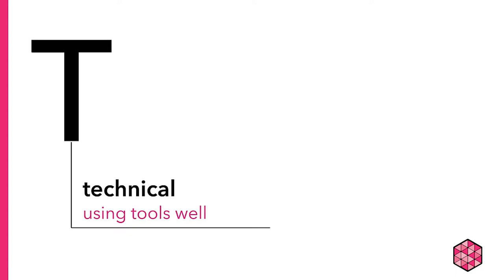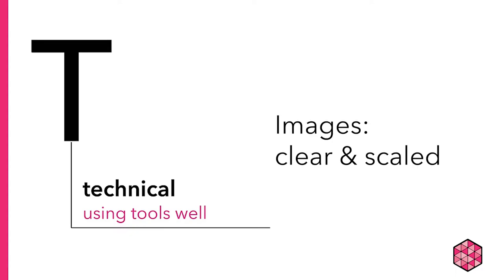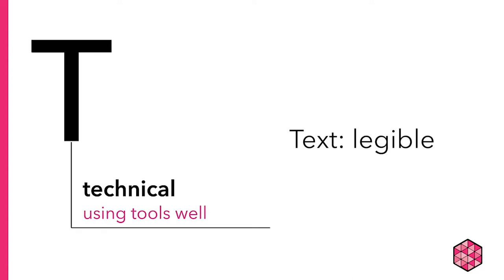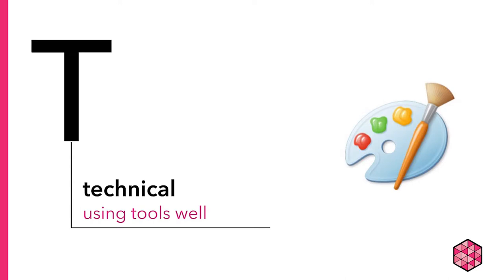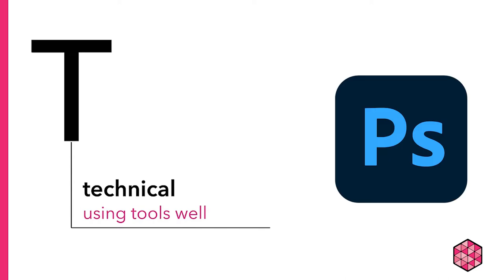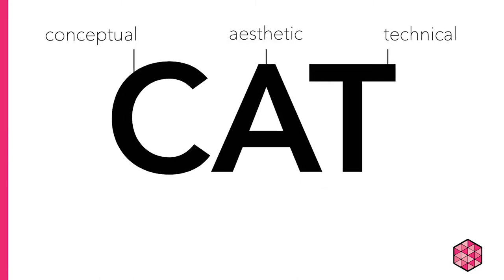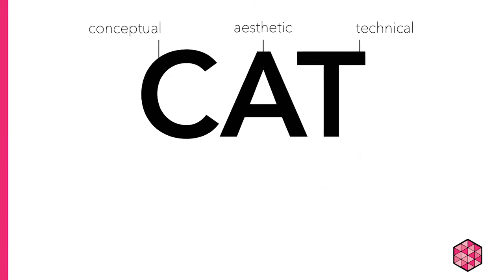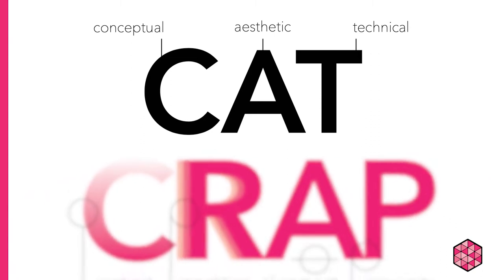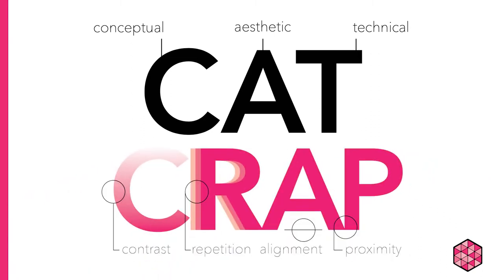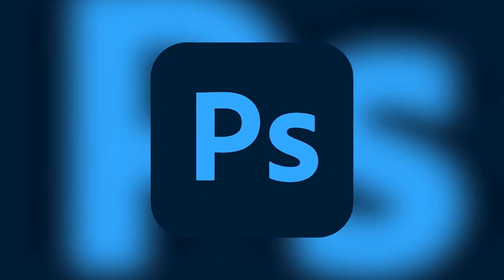Finally, you'll need to consider the technical aspects of your design. Make sure your images are clear and properly scaled, and that your text is legible. Importantly, choose the right software to complete your task and learn to use it well. Throughout the rest of this video, I'll reference these conceptual, aesthetic, and technical elements, as well as note places where four key aesthetic principles, contrast, repetition, alignment, and proximity, come into play. Now, let's get started with our image editing project.